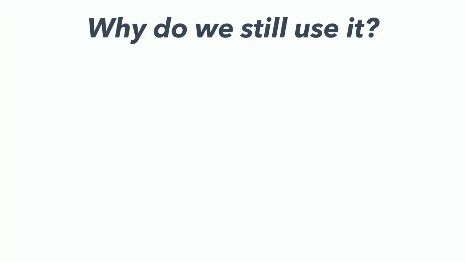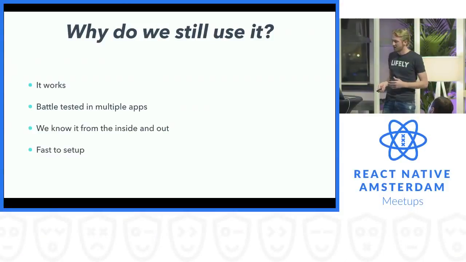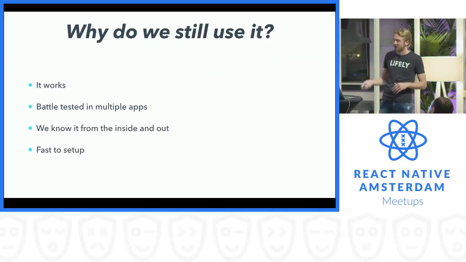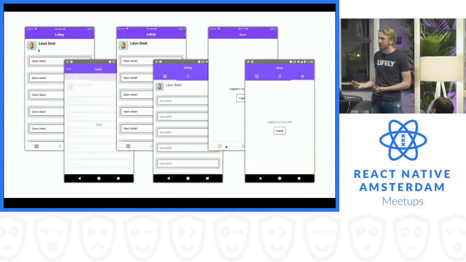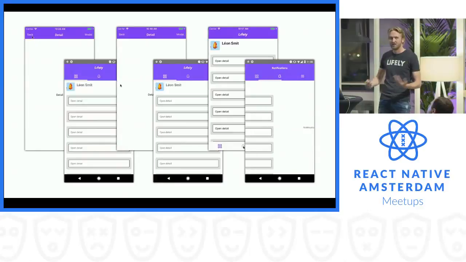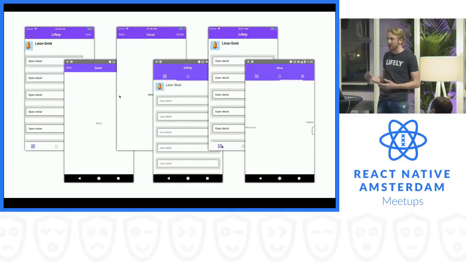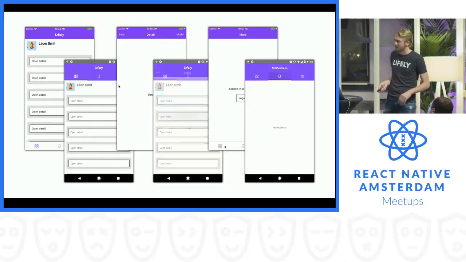So, there are a lot of developments in the past couple of months, maybe a year. Why do we still use it? Well, for us, it just works. It's battle tested in multiple apps. We know it from the inside and out, and it's fast to set up. All these examples I gave you were from a demo app I created in only 20 minutes. So you can imagine how powerful this is for us, that we can create a navigatable UI in just 20 minutes.